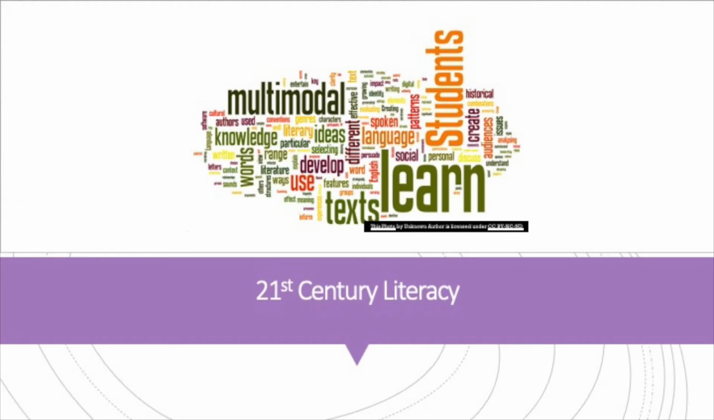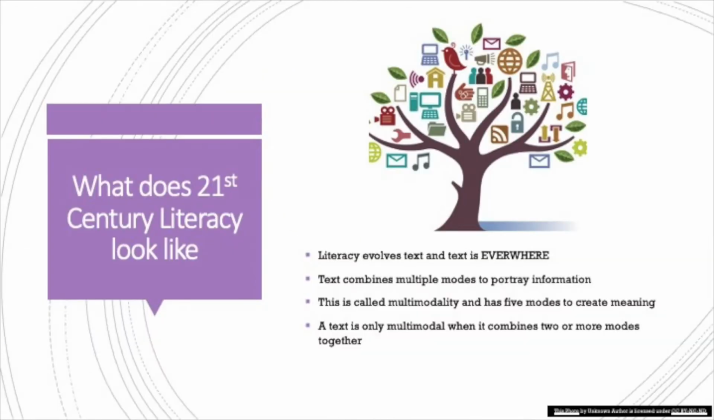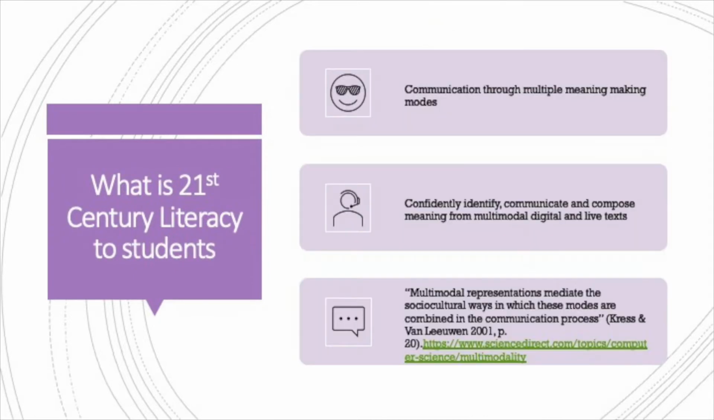21st century literacy. What does 21st century literacy look like? Well, it's seeing that literacy involves text, and text is everywhere. Text combines multiple modes to portray information. This is called multimodality and has 5 modes to create meaning. But what is 21st century literacy to students?